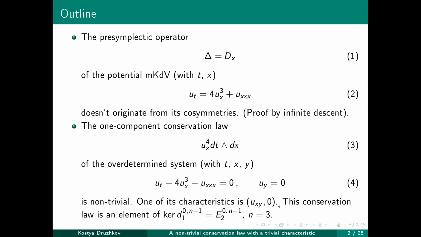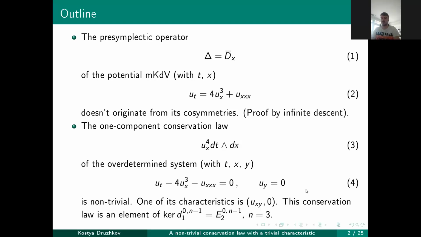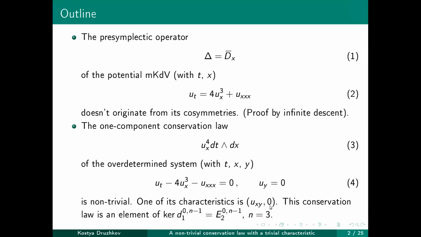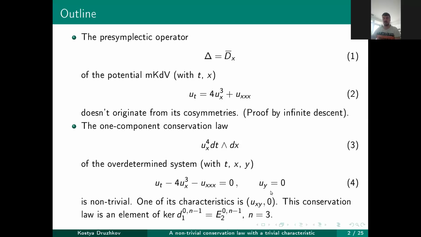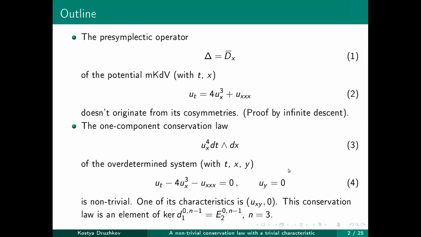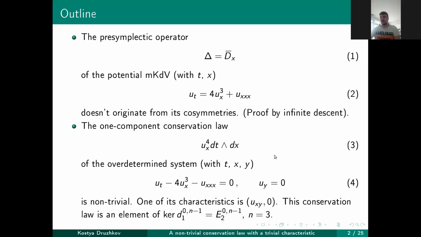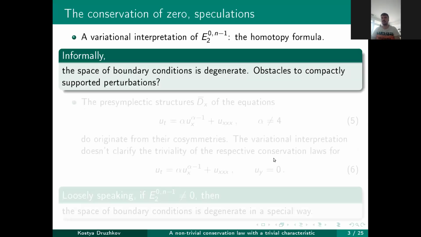We know that for such systems, we may face a situation when we have a cosymmetry which is not literally zero, and yet it corresponds to a trivial conservation law. But this characteristic has literally vanished on the system, and yet the conservation law is non-trivial. Yes, this is the main point, the main idea of the talk.